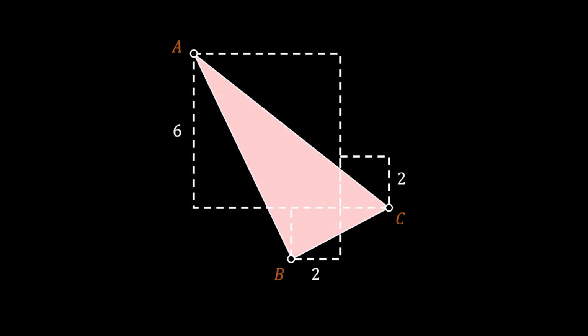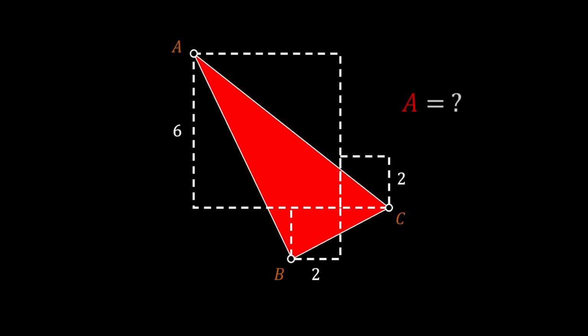Now let's mark the upper left corner of our bigger square as A, the down left corner of our small square as B, and the down right corner of the other small square as C. Now, is it possible for us to find the area of this red shaded triangle ABC?